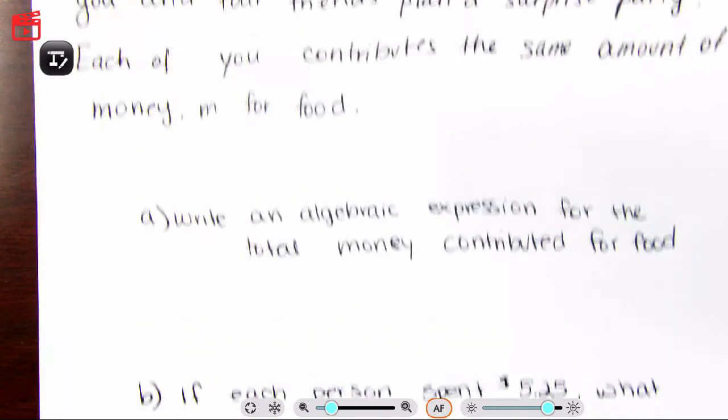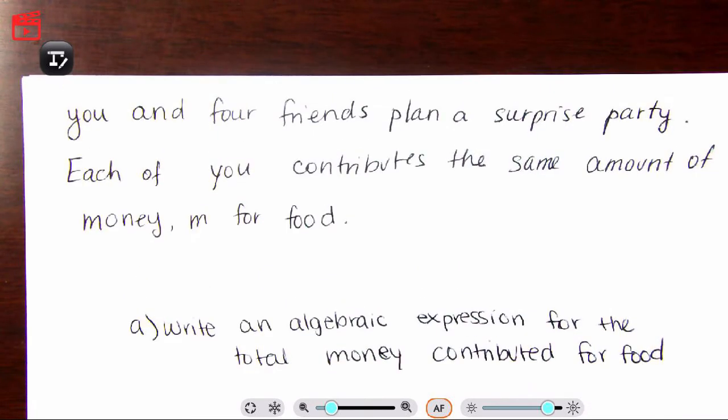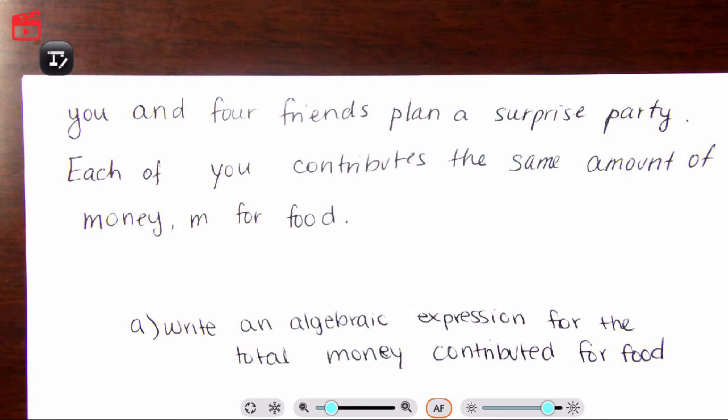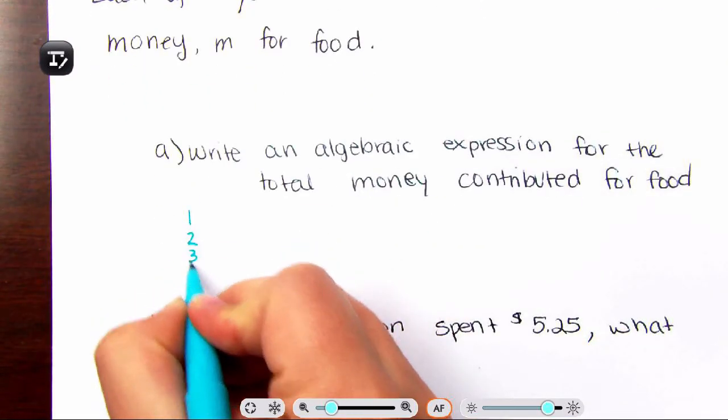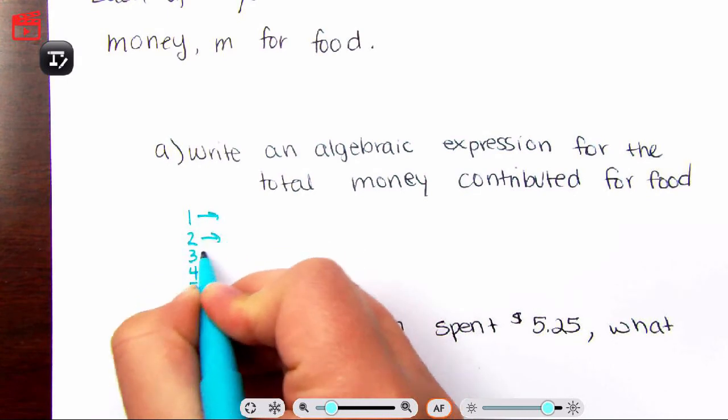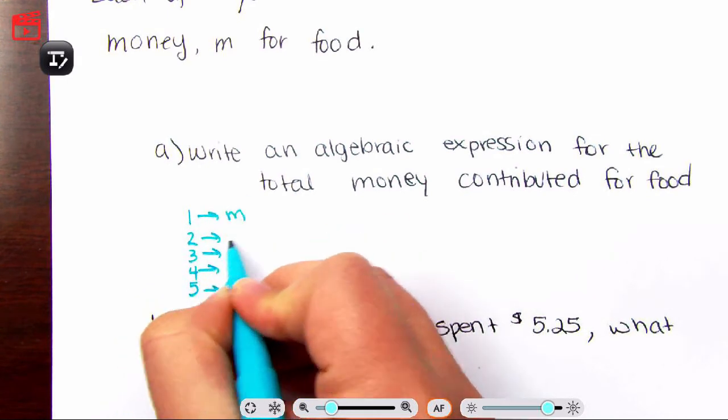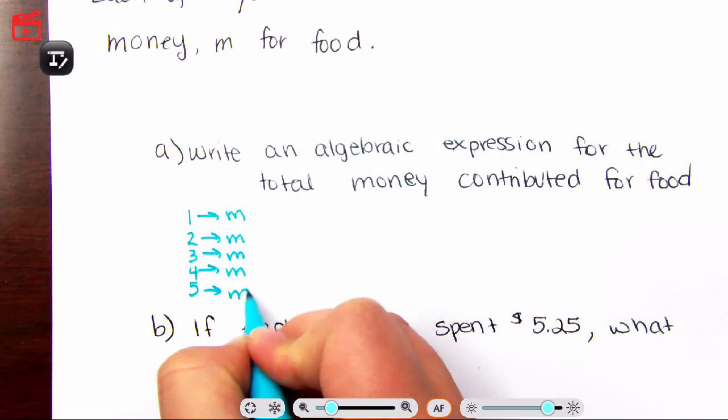Okay, I'm going to shift this back up. You and 4 friends. I'm going to repeat that. You and 4 friends. So how many total people are contributing? All of you are contributing money. So if I contribute, that is 1 person. If 4 friends contribute, that is 4 people. However, if I and 4 additional people contribute, that means there are 5 people planning to give me money. So if I have 5 people, I have 1, 2, 3, 4, 5. Each person is giving me 1, 2, 3, 4, 5 amounts of money.